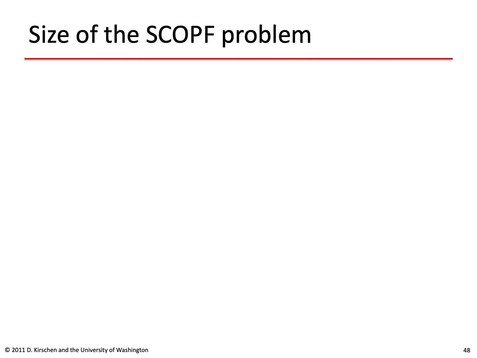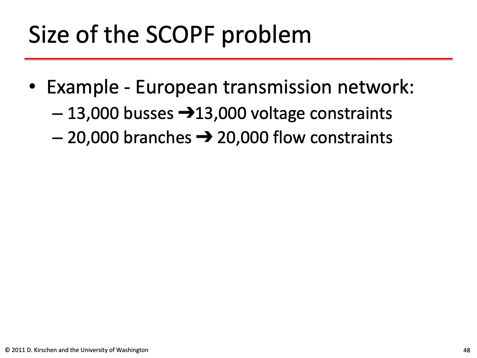The security constraint OPF is a formidably challenging problem, mainly because of its size. Let's take an example. Recently, there have been projects to try to develop security constraint OPF tools that would be able to handle the whole European transmission network. Now, that network involves some 13,000 buses. That means we have 13,000 voltage constraints, and 20,000 branches. That means we have about 20,000 flow constraints.